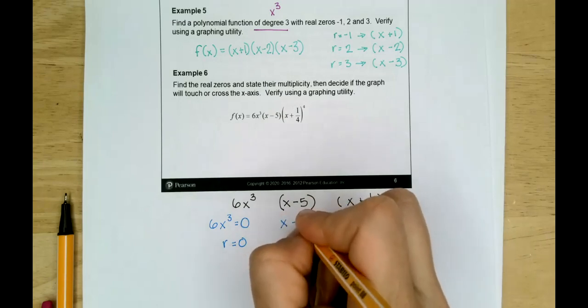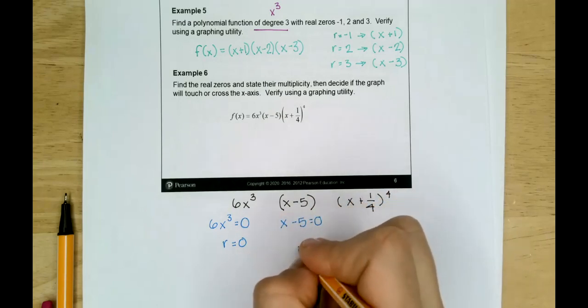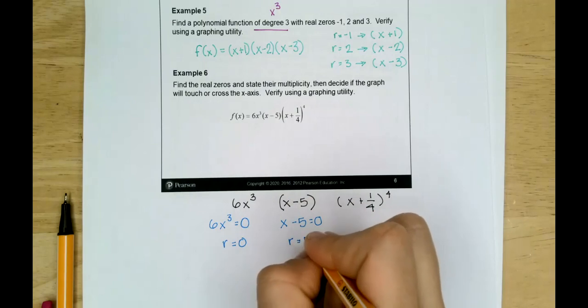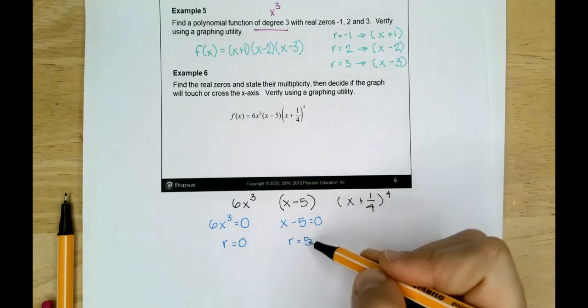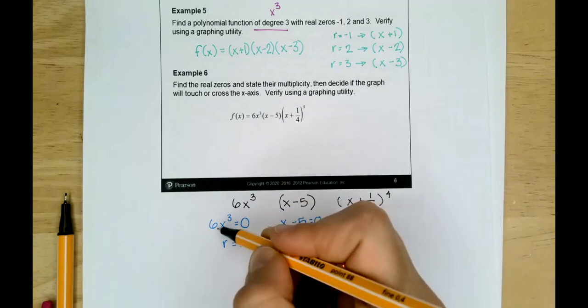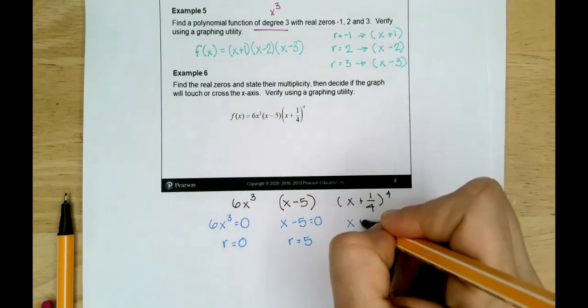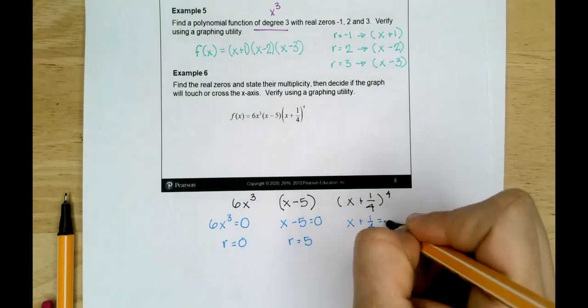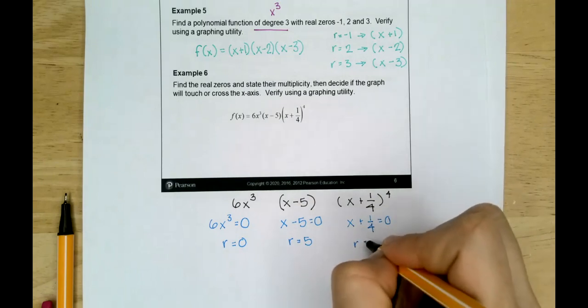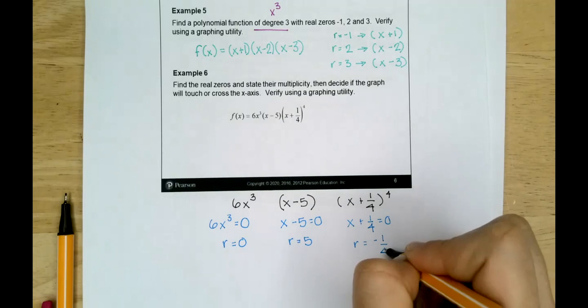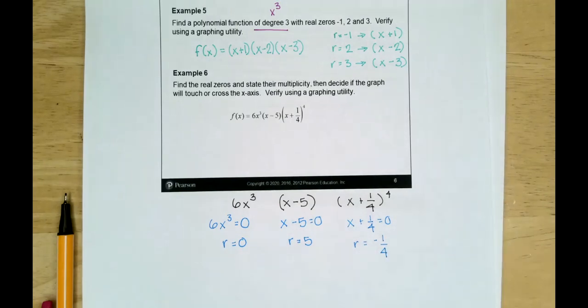X minus 5, we would say that our r is 5, right? 5 minus 5 would give us 0. 0 cubed times 6 would give us 0. X plus 1/4 equals 0, so my r is going to be negative 1/4. So my real zeros are 0, 5, and negative 1/4.